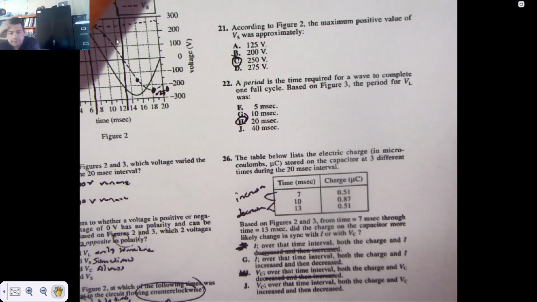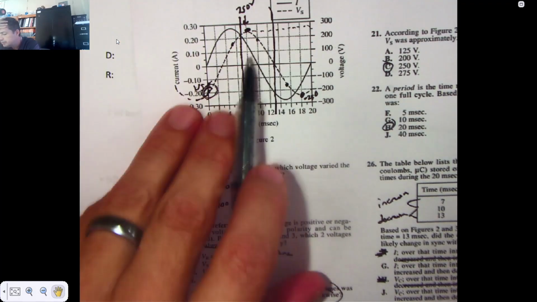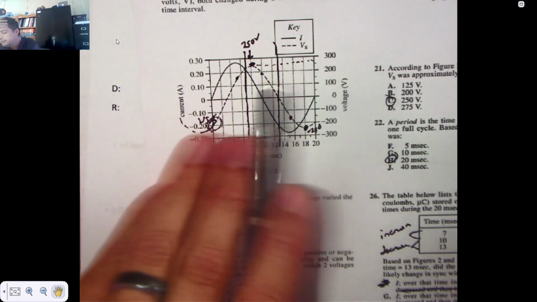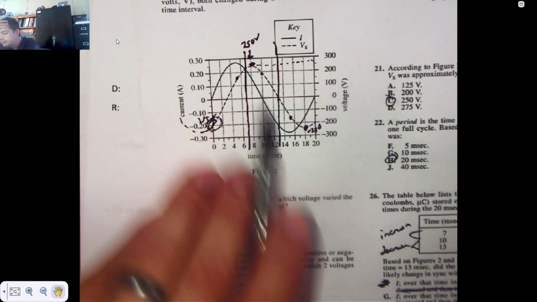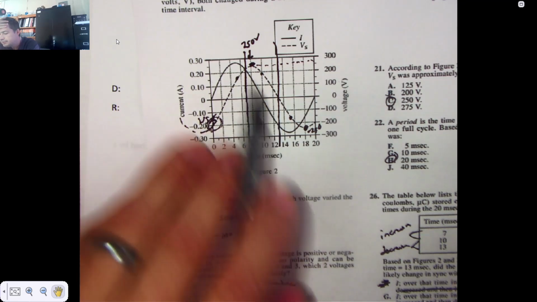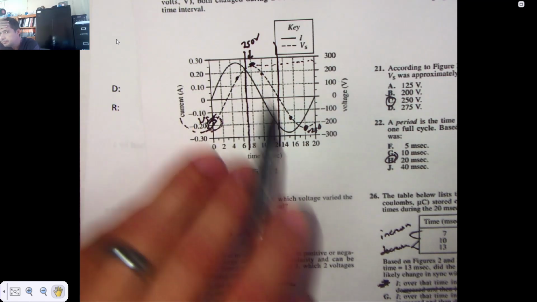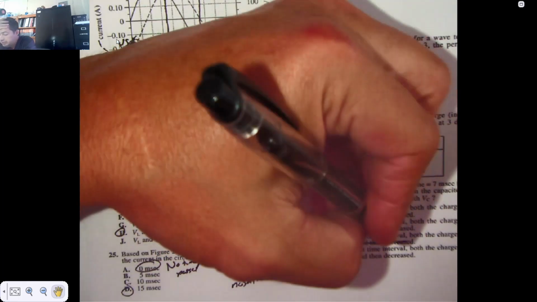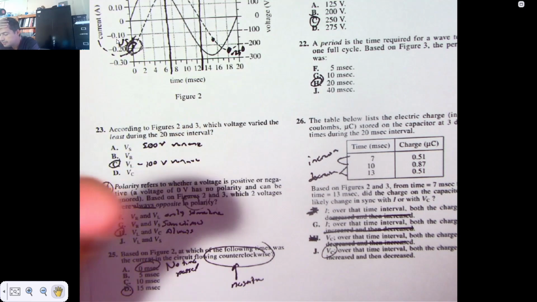Over that time interval, I'm looking at G: both the charge and I increased and then decreased. So this is in figure 2. There's I, all right? From 7 to 13, the current did nothing but decrease. It did not increase, it went straight down. So it didn't do both. J talks about V sub C, which is in figure 3.